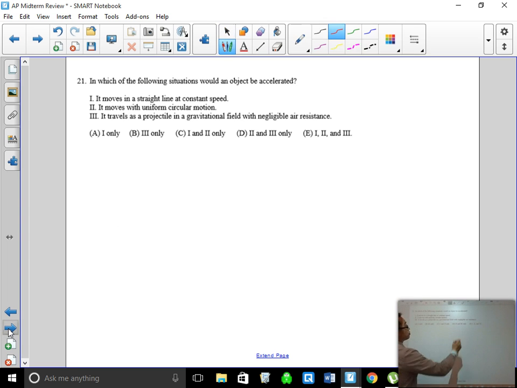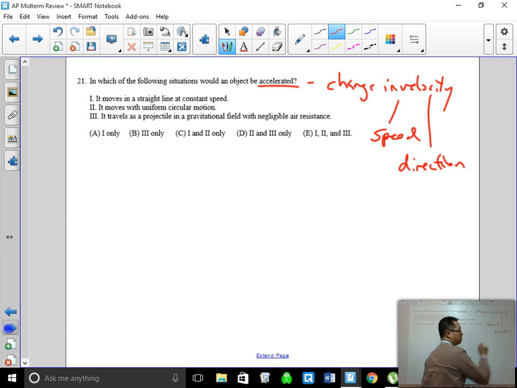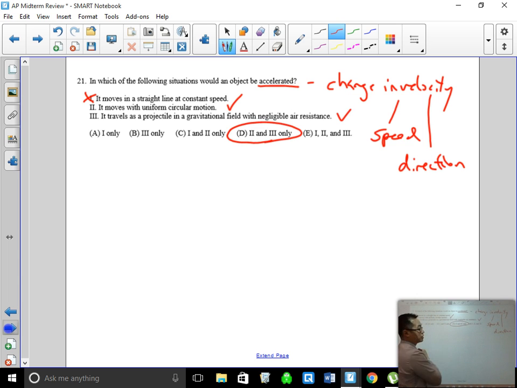In which of the situations would an object be accelerated? So acceleration, of course, means a change in velocity. And velocity can change either by speed or by direction. And therefore, it cannot be choice 1, constant speed in a straight line. But circular motion is constant speed, but it's changing in direction. Well, a projectile, of course, has gravity acting as acceleration. So the answer would be choice D.